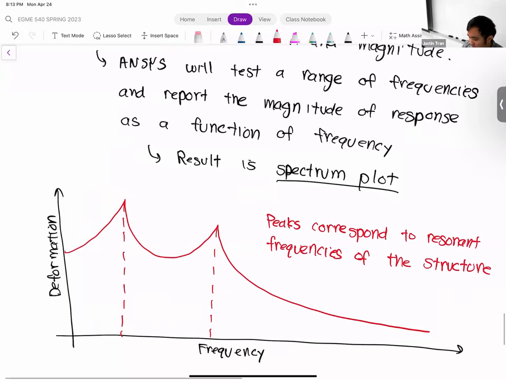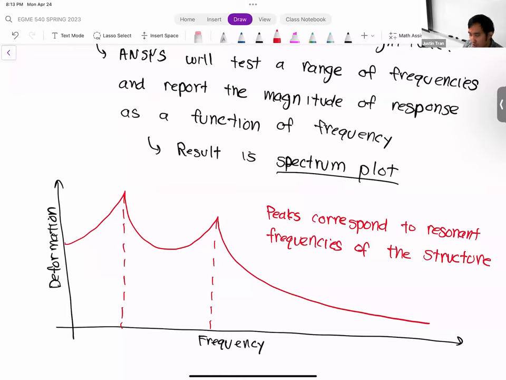The only thing that you have to know is the range of frequencies that you're looking at. If you're working with an earthquake, for instance, you would plug in a typical range of frequencies for an earthquake, and you'd have to know the magnitude.